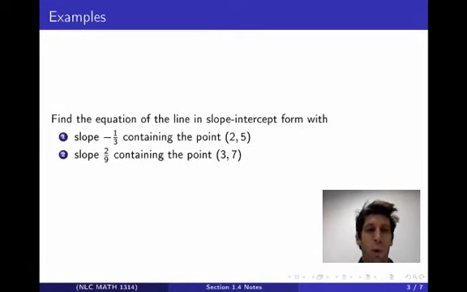In this example, we want to find the equation of the line in slope-intercept form with, in part 1, slope minus 1/3, which contains the point (2, 5), and in part 2, slope 2/9, which contains the point (3, 7). Let's go over to the whiteboard app and we'll see the solution worked out.